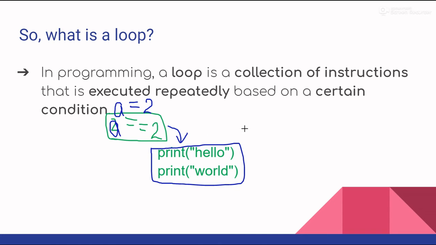So this is a loop. In a loop, basically a collection or a sequence of instructions is executed based on a certain condition. If that condition is true, those sequence or collection of instructions get executed, and based on that condition it stops executing them.